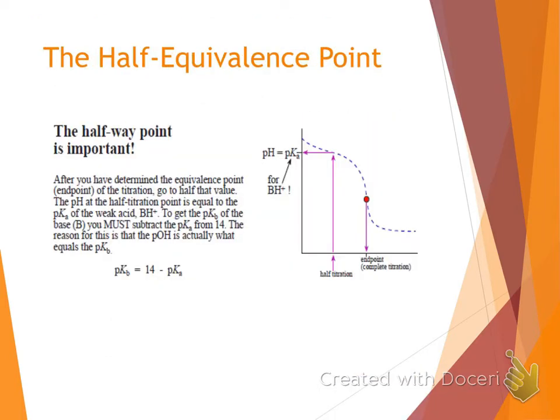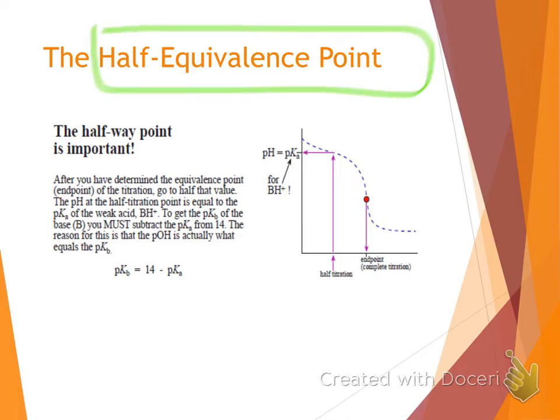So one more important thing about the half equivalence point, remember how important it is. After you've determined the equivalence point, we know we can always find the half equivalence point because it's half of the volume that you needed to get the equivalence point. At the half equivalence point, we know a few things. We know that pH is equal to pKa.